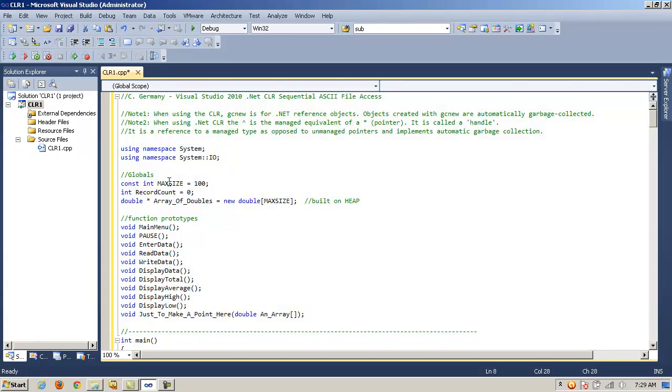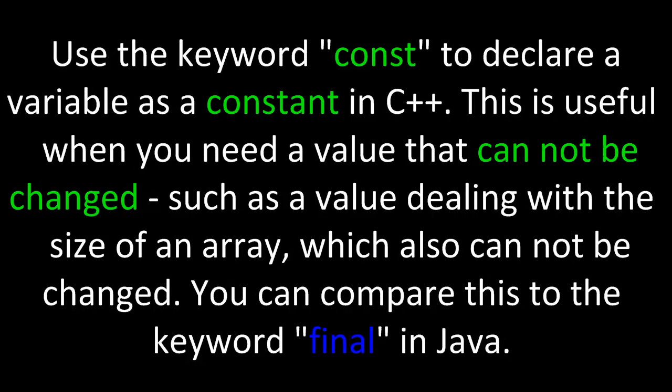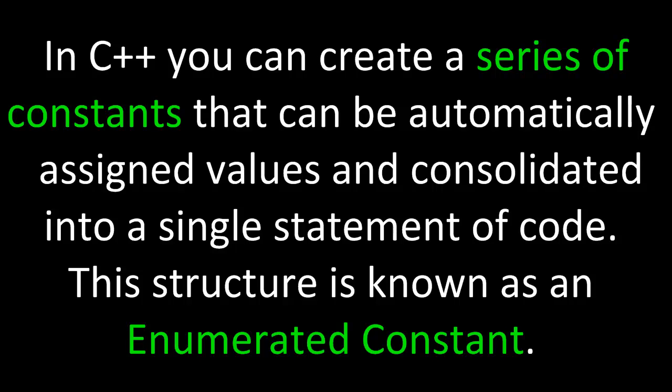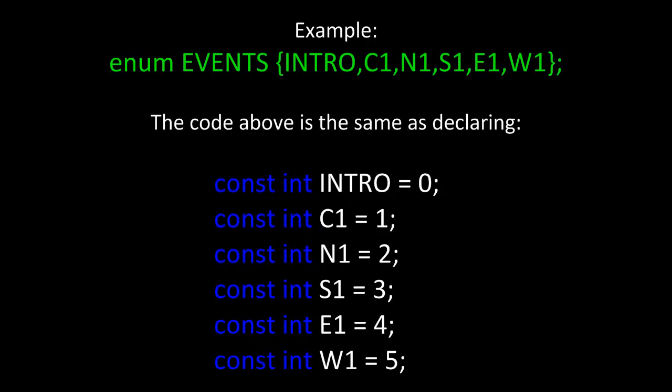Next are our globals. Use the keyword const to declare a variable as a constant in C++. This is useful when you need a value that cannot be changed, such as a value dealing with the size of an array, which also cannot be changed. You can compare this to the keyword final in Java. In C++, you can create a series of constants that can be automatically assigned values and consolidated into a single statement of code. This structure is known as an enumerated constant. Here's an example. The code above is the same as declaring each and every single one of those as a constant integer with a unique value.